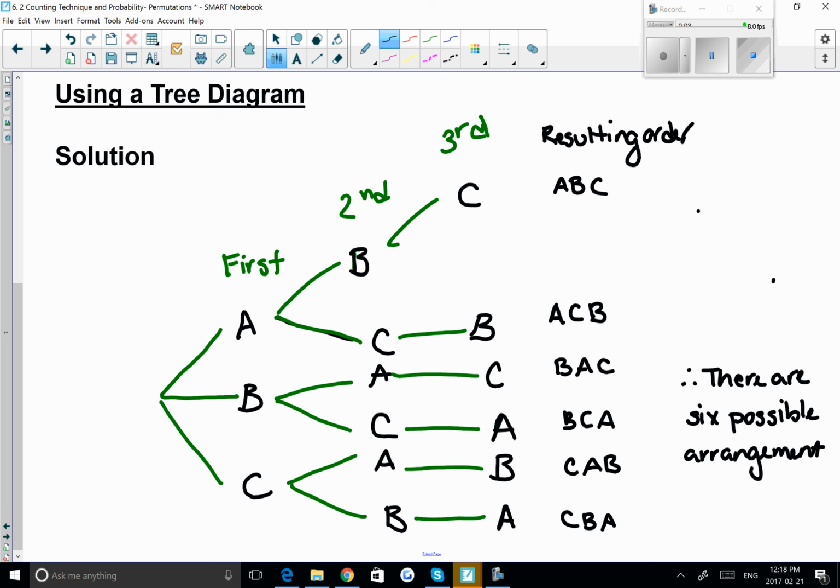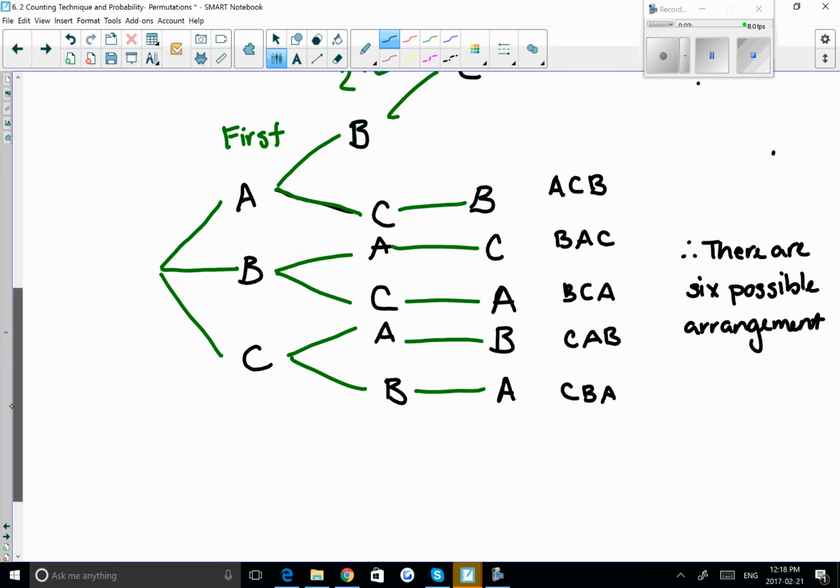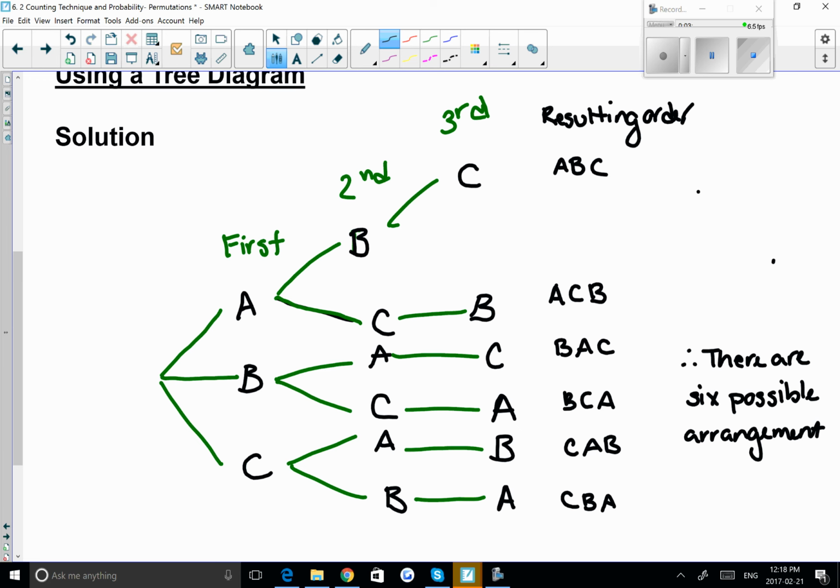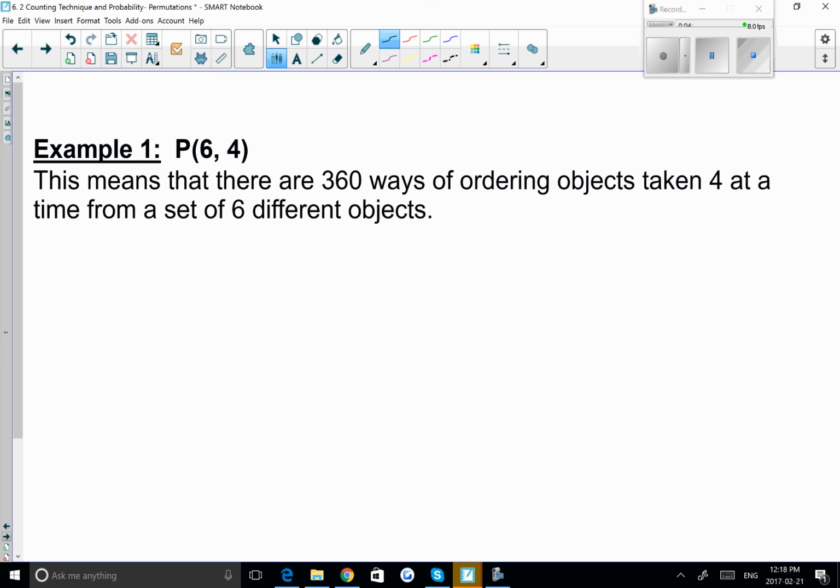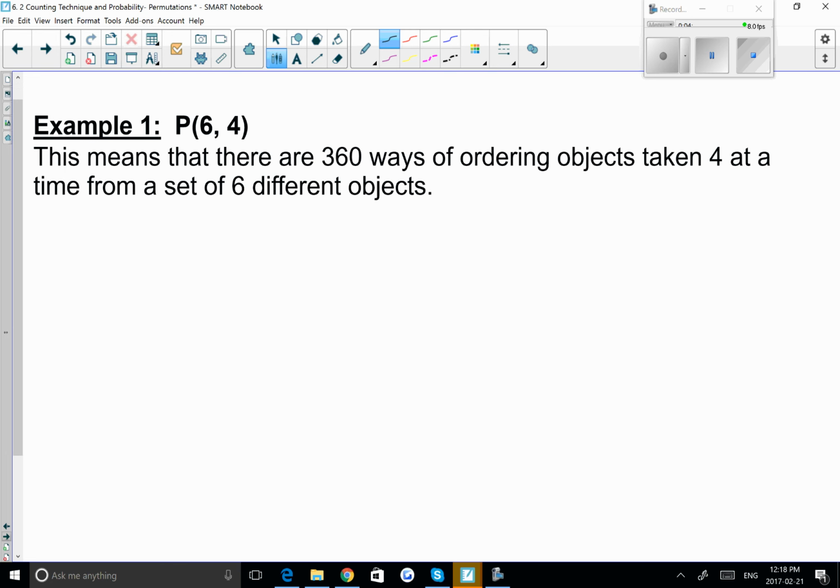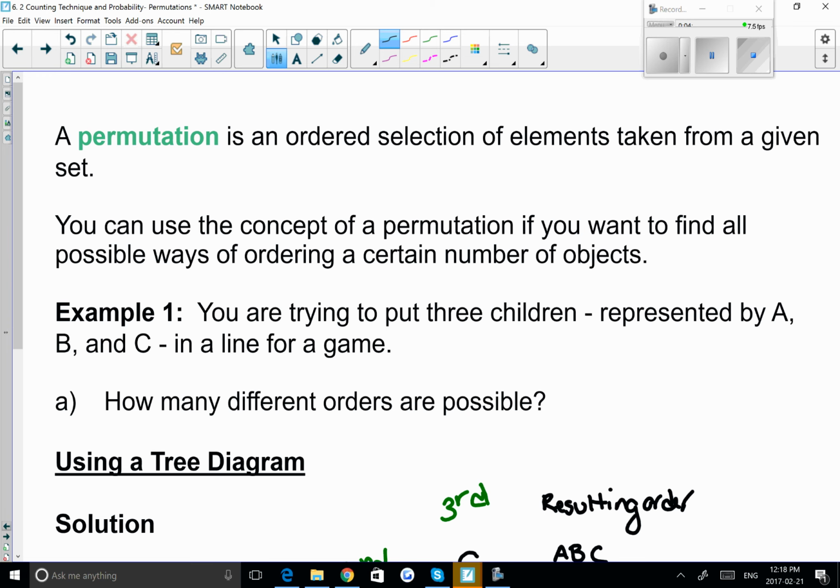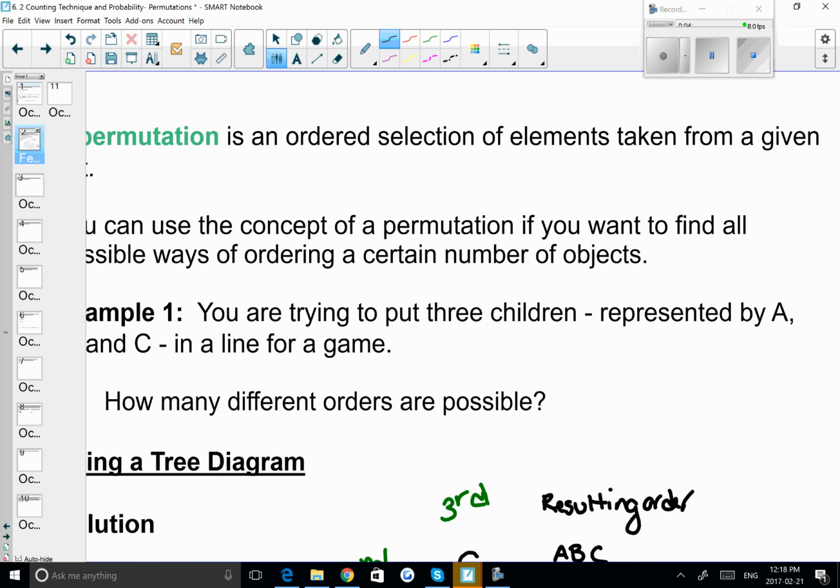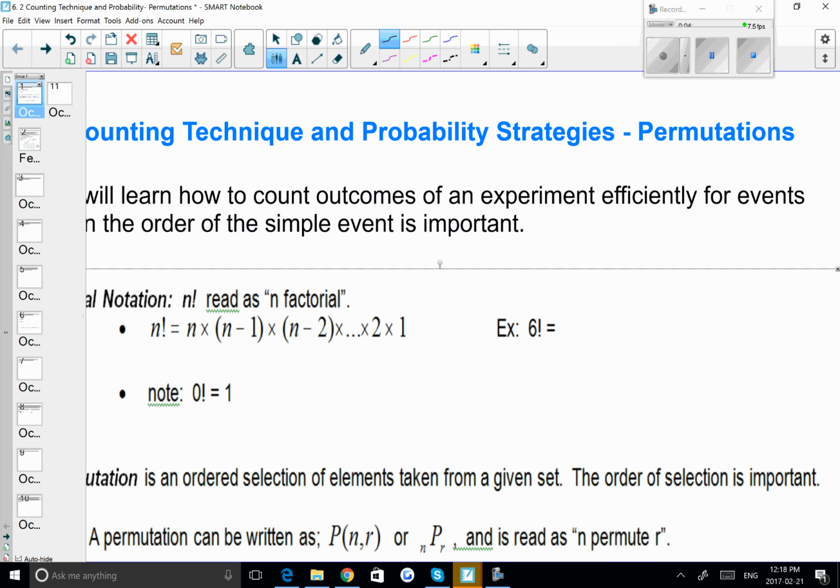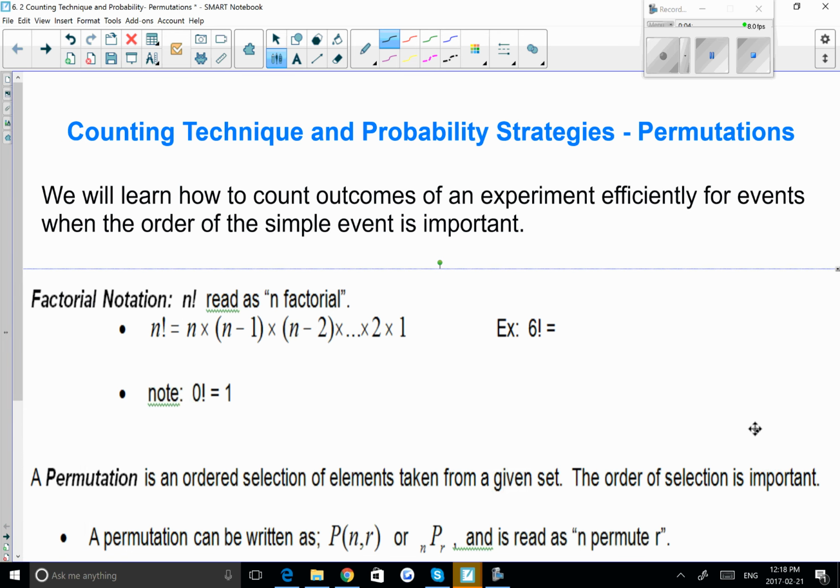But imagine you actually had maybe 12 elements to choose from and you were trying to figure out the order. That would be a pretty big tree diagram. So that's where the permutation formula comes from. So I will show you what the formula is, and that will be a shortcut to actually get the number of resulting orders. So before we do that, I'm going to show you the formula. And here is the counting technique called permutations.